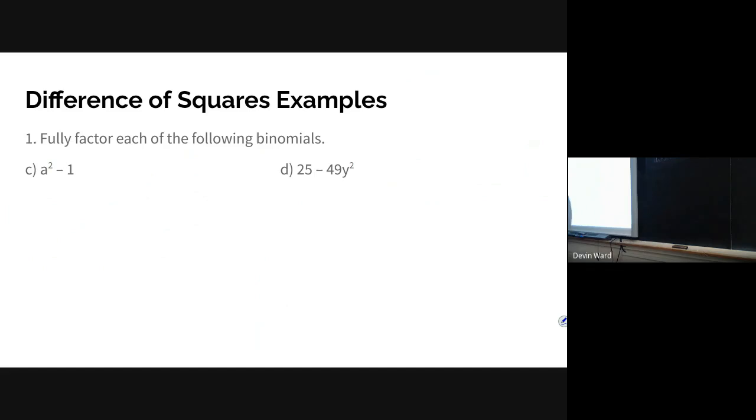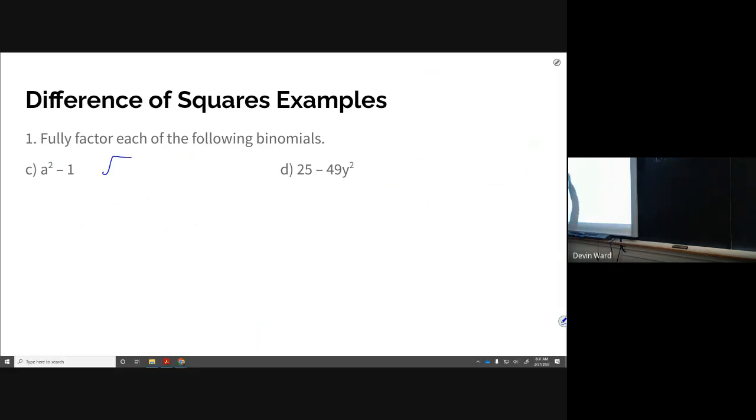Next, a squared minus 1. So check, the square root of a squared, just hit square root of x squared, it's just going to be a, perfect. And then the square root of 1 equals 1. It's also 1.